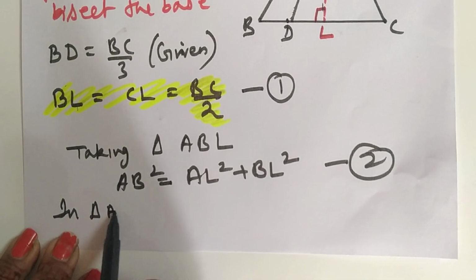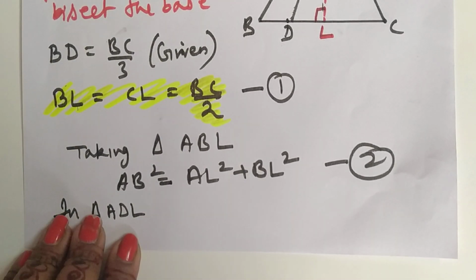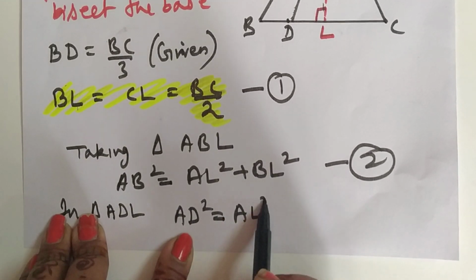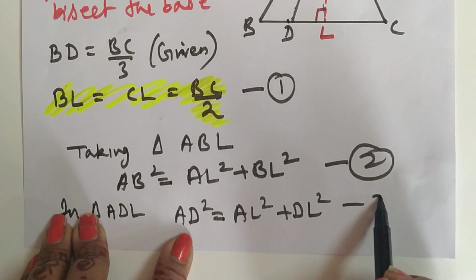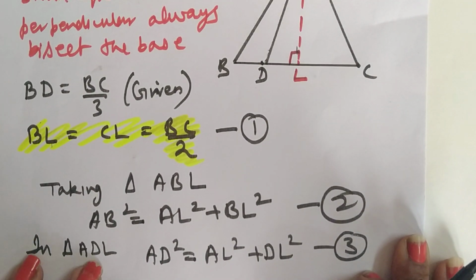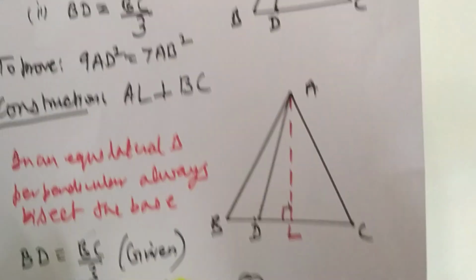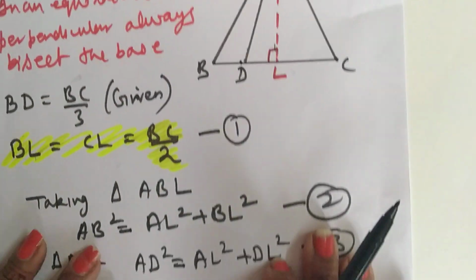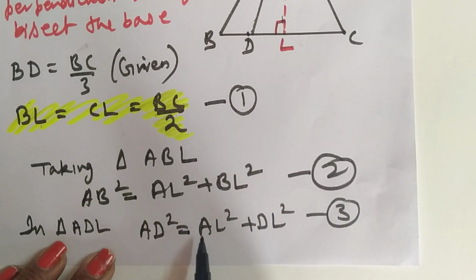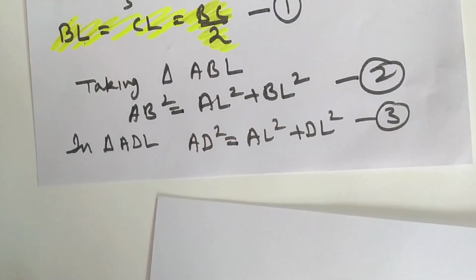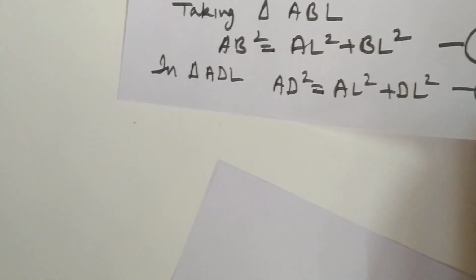Now in triangle ADL, AD square is equal to AL square plus DL square. This is the third equation. Now if we see here, to prove we don't need AL. Yes, we don't need AL here. So we are going to remove this AL from these two equations, or equate them.